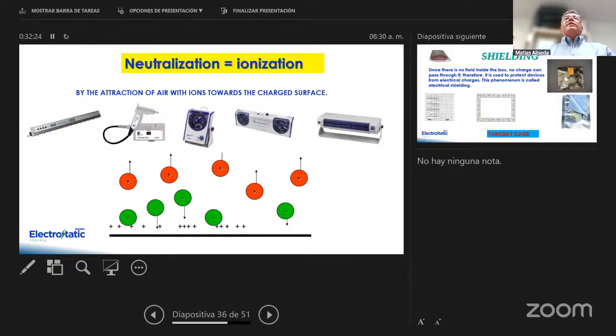How much time you can still have in that lotion. Okay, so ionization is the most effective way to neutralize all the insulators that you may have inside the plant. If you have insulators like polystyrene or glass, you have to take them away.